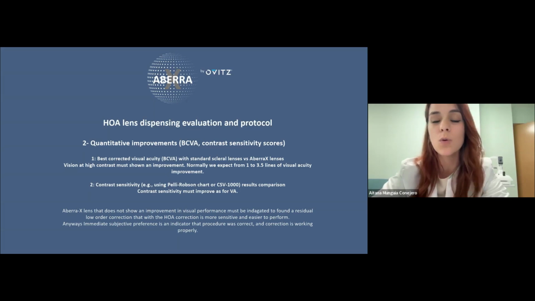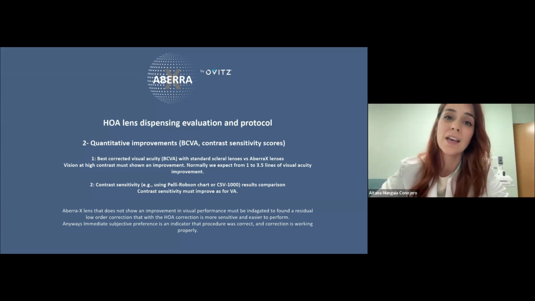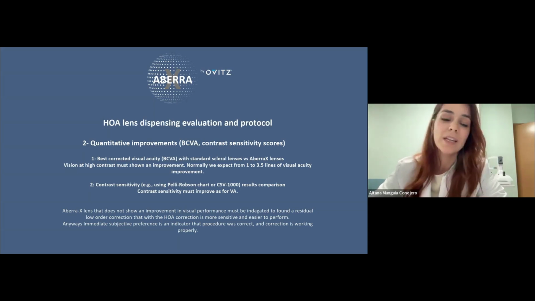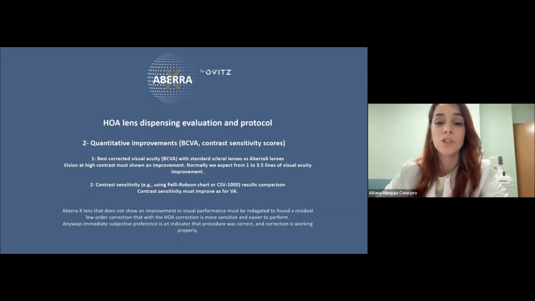So if you use this system and after ordering the first lens you're not seeing a good improvement of the visual acuity, it's very, very important to recheck the residual spheric and cylindrical refraction, the low order aberrations. Anyways, if at this point you find a very good improvement in the visual acuity, this is a sign that the procedure was correctly performed, okay?